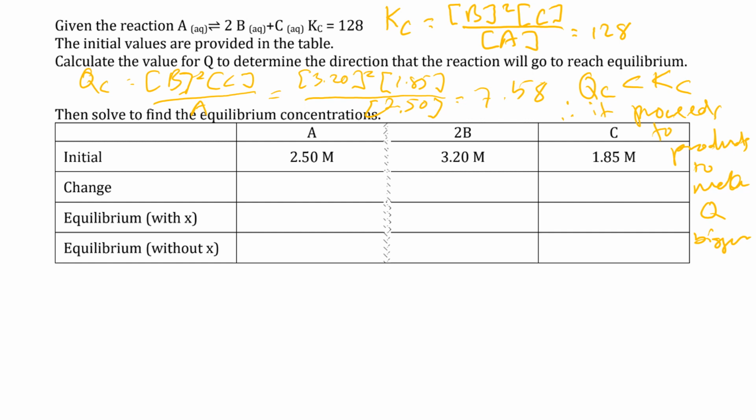Okay, very good. So how much does this change by, and what's at equilibrium, with x and without x, means when you solve the problem. According to this, my A will decrease by x to make products now. So plus 2x for my B, plus x for my C. So 2.50 minus x, 3.20 plus 2x, and then 1.85 plus x for my C. So I'm going to take my K sub C expression, plug in my numbers, and set it equal to 128.